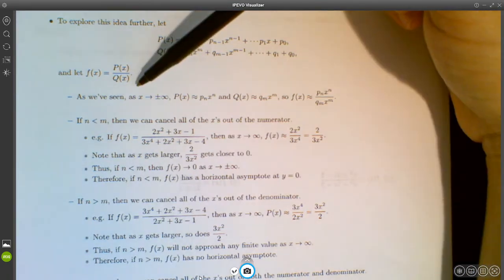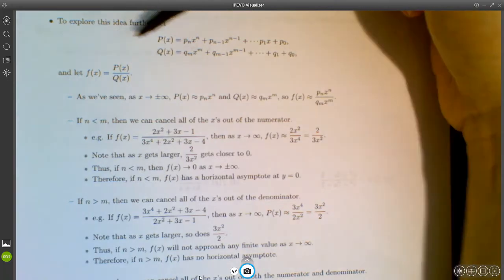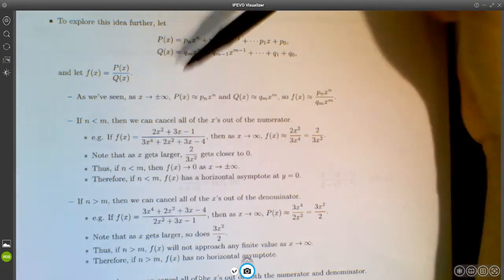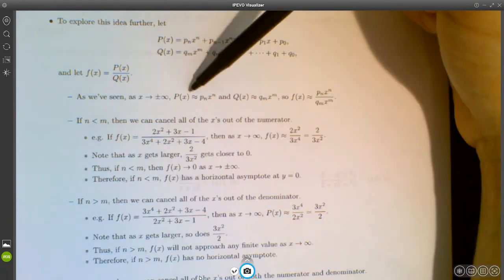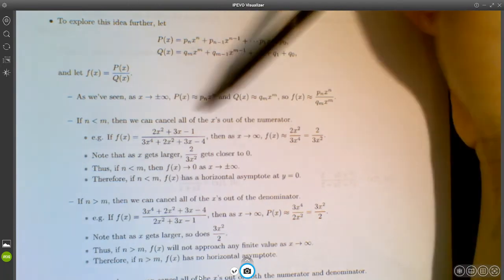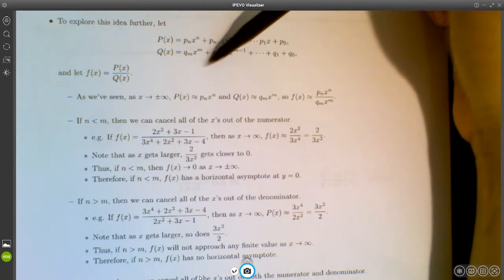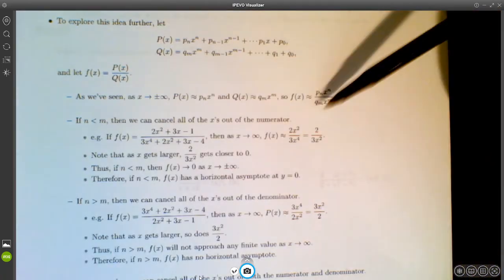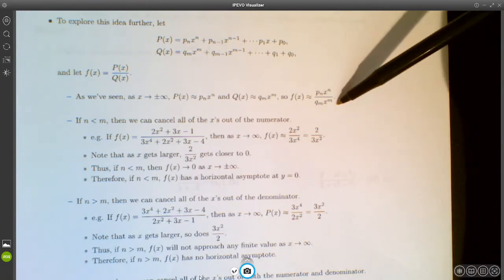As we saw in, what section was it? It must have been 4.5, I want to say. So in 4.5, we saw that as x approaches positive or negative infinity, p of x is going to be approximately its first term, and q of x is going to be approximately its first term, so that f of x, our rational function, is just going to be approximately the first term of the numerator divided by the first term of the denominator.